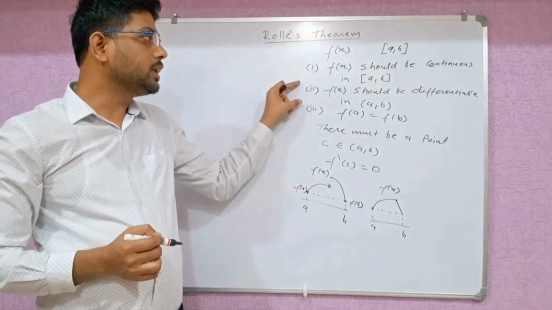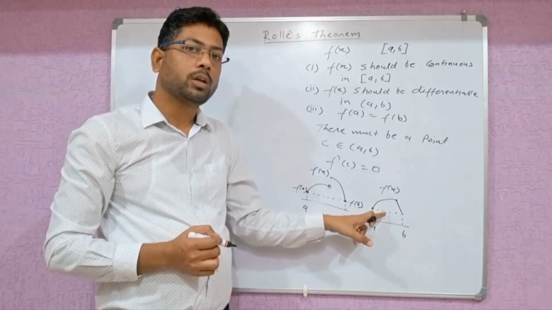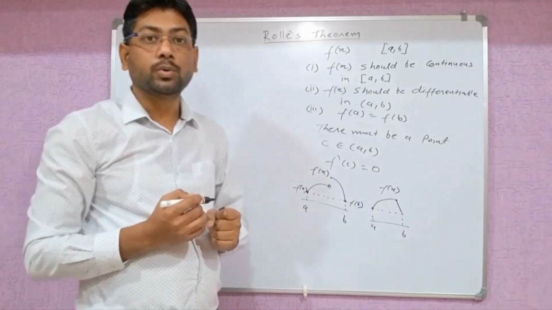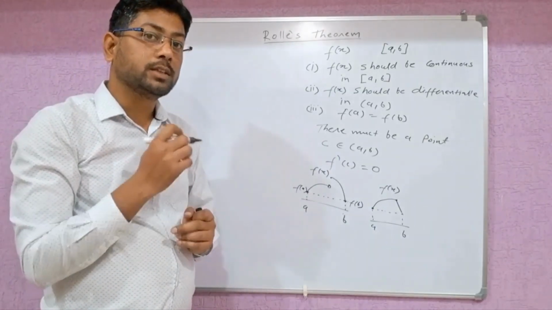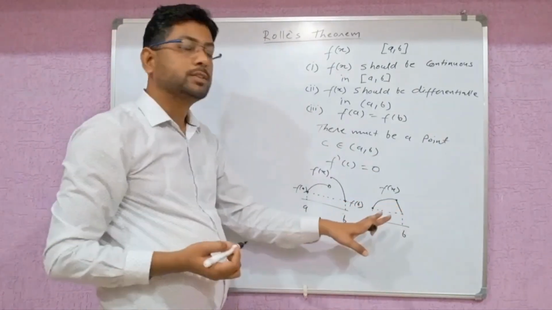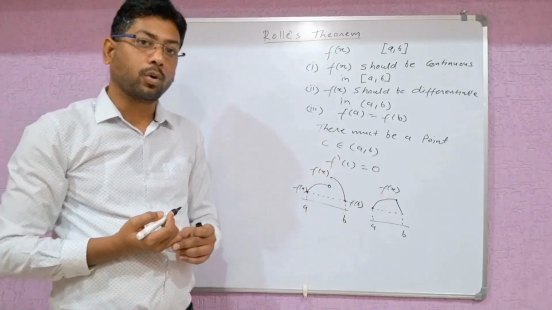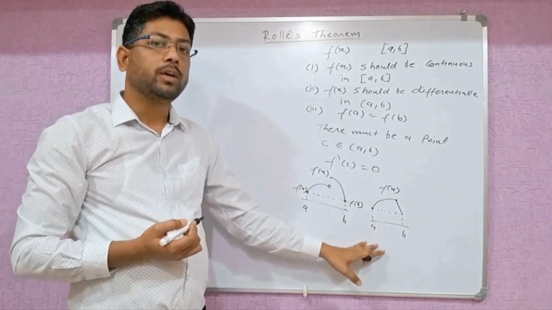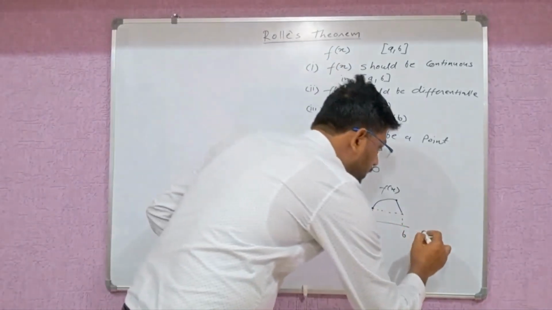Now the second condition is f(x) should be differentiable in a to b. Is this function f(x) differentiable or not? By graph, how can we observe whether the function is differentiable or not? We know that if there is a sharp corner in the graph, then at that point the function is not differentiable. Here this is a sharp corner, so this function will not be differentiable at this point, because at this point infinite number of tangents can be drawn. So the second condition is not satisfied here. So again we cannot apply Rolle's theorem. Now see another example.